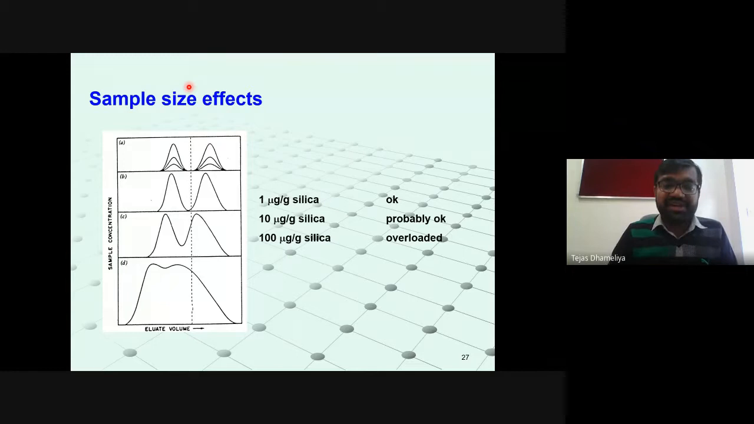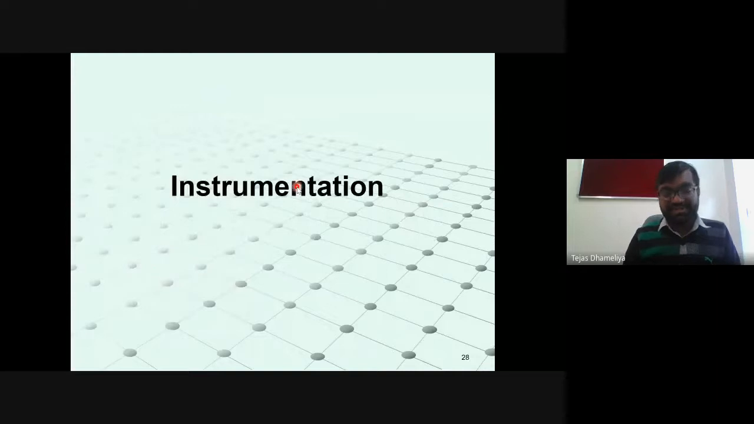Sample size is also one of the more predominant factors. Just as in flash or even normal chromatography, if you use a higher amount of silica, then you have to sit for two days doing the column and it may not even finish. If you take an adequate amount of silica, sufficient according to the quantity of your compounds, then you can achieve better separation. Here some graphs are shown: if you have 1 microgram per gram of silica, then it is okay, but if you are using 100 micrograms per gram of silica, then it is overloaded. So this is the way the separation is shown.